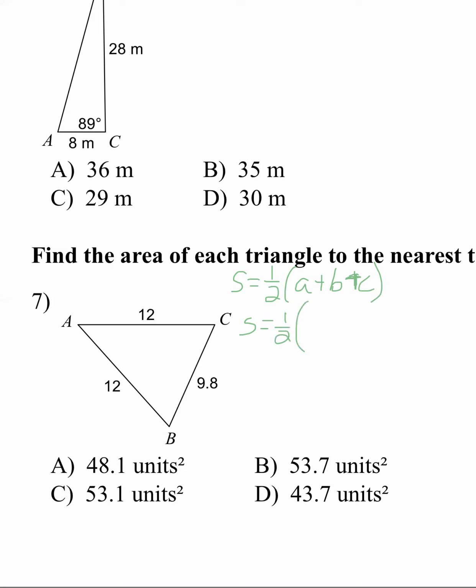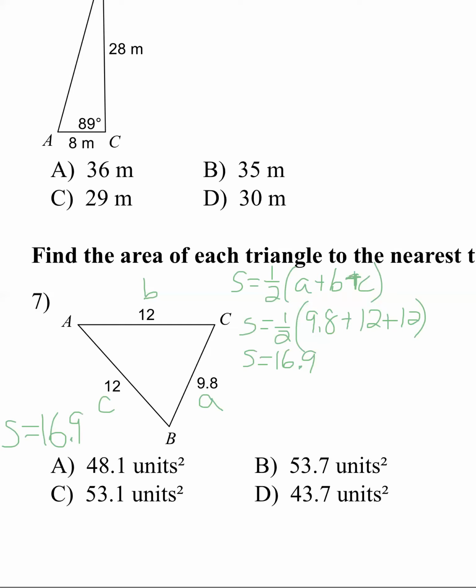Oh, and this triangle is ABC. So that's A, that's B, that's C. It doesn't really matter though. Just pick one of them to be A, B, and C because you're just adding them all together anyway. So we'd be doing 9.8 plus 12 plus 12 again. So let's figure this out. Okay, I get 16.9 for S. I'm actually going to write that over here because I need to erase some of this. So I need some more room.